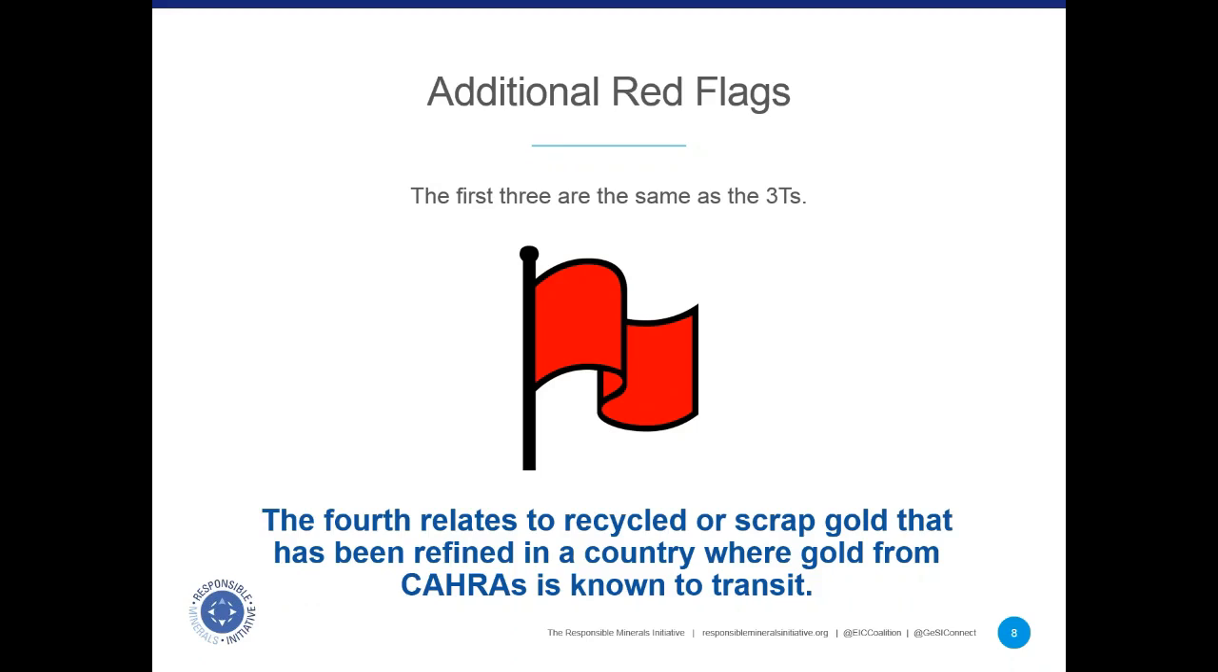Similarly, refiners should be vigilant when operating in areas where informal banking systems are prevalent and cash is extensively used. While all smelters and refiners should be cautious when anomalies or unusual circumstances identified through the due diligence system arise, gold refiners have an additional responsibility to pay attention to this fourth red flag as well.